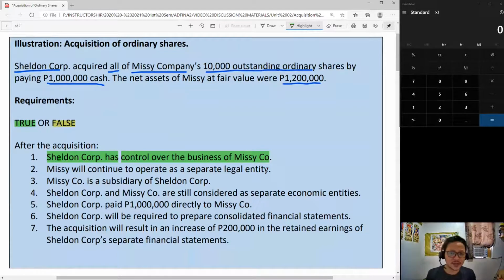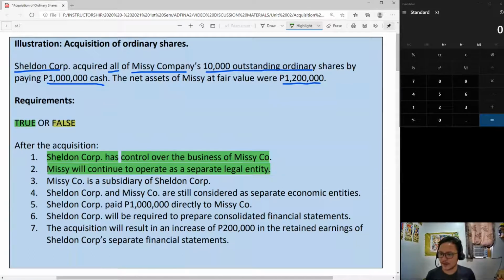And corporations are separate legal entities. That means this statement number 2 is true. Okay? Missy Company will still continue to operate as a separate legal entity despite the fact that Sheldon is now the owner of Missy.